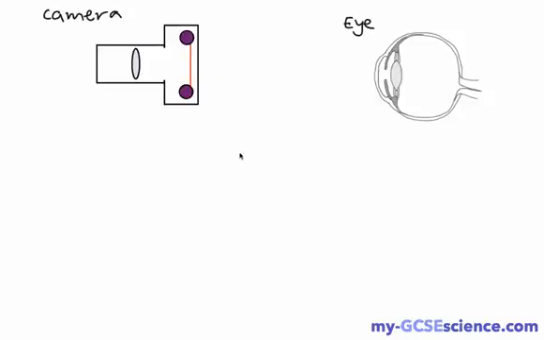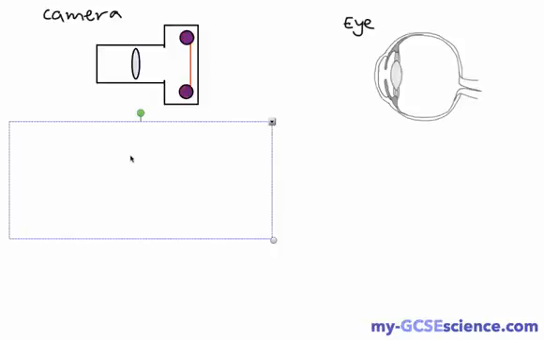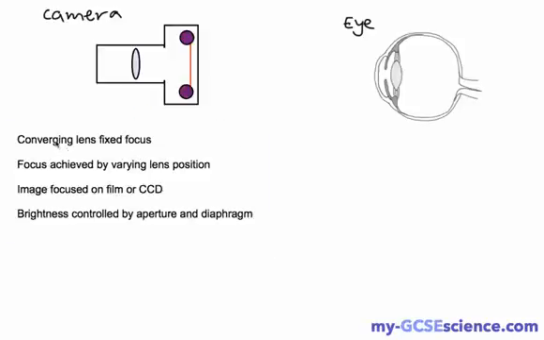Now these are both designed to create an image. With the camera, it works a little bit like this. We've got a converging lens with a fixed focus, so our lens can't change shape and it can't change the way it focuses the light rays, but we can change the focus by varying the lens position, so it can be moved slightly forwards or backwards, and that will help to focus our image sharply onto the back there. The image is usually focused on a film, but nowadays more so with digital cameras on what we call a CCD. That's more for digital cameras. We came across this when we were talking about producing X-rays as well.